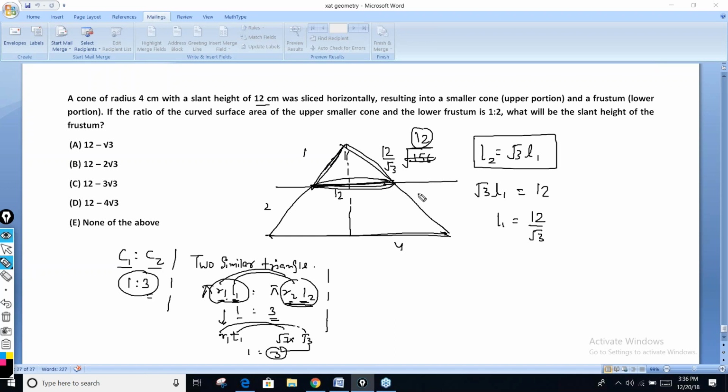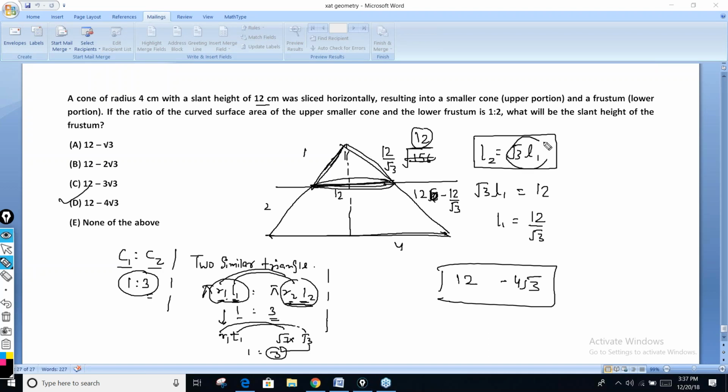So what is the slant height of the remaining part? That is 12 minus 12 upon root 3. So what is the answer? That 12 upon root 3 is 4 root 3. The complete slant height is 12, and this part is 4 root 3. So the remaining slant height will be 12 minus 4 root 3. That is the answer.